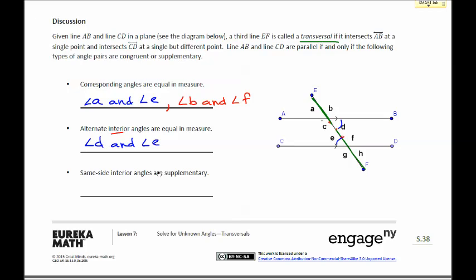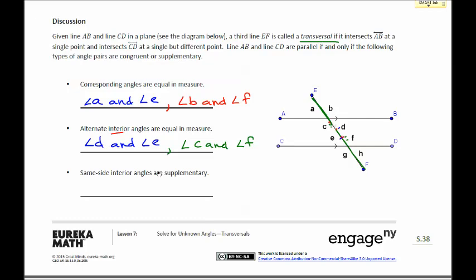Similarly, angle C and angle F are also on the interior of the two lines, but on alternate sides of the transversal, and so C and F are also alternate interior angles. And those are the only two pairs of alternate interior angles. Now, if the two lines are parallel, then the alternate interior angles are equal in measure.